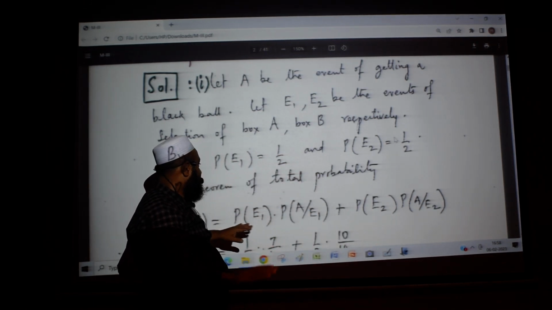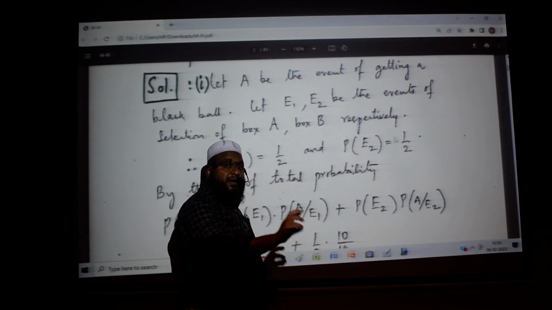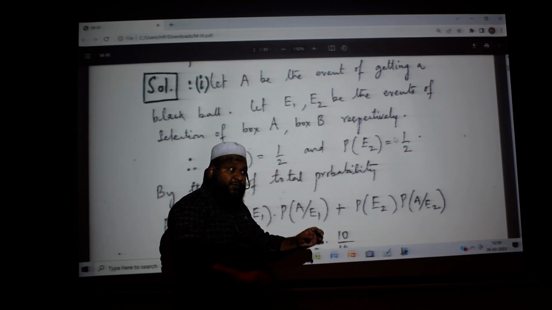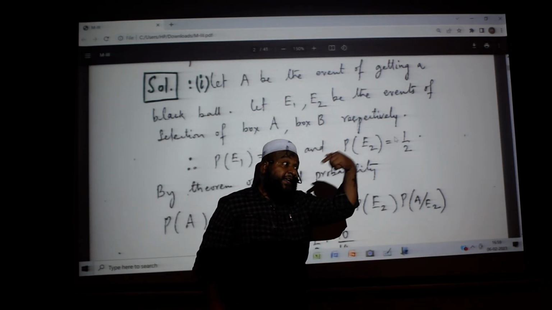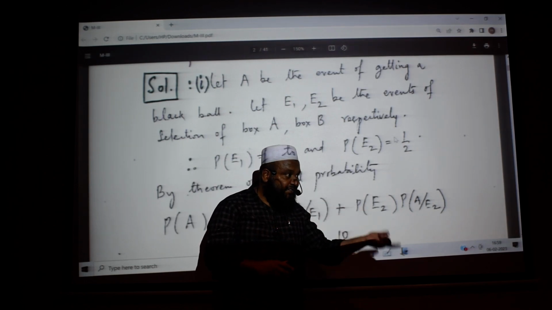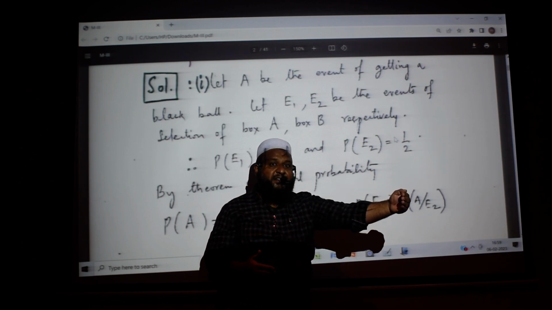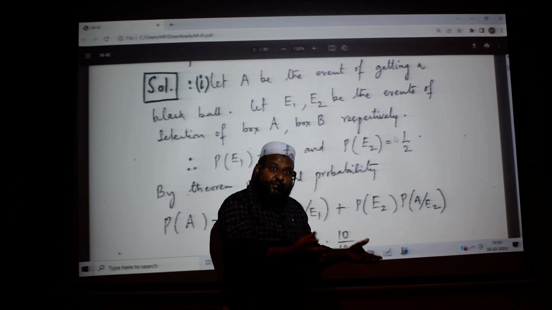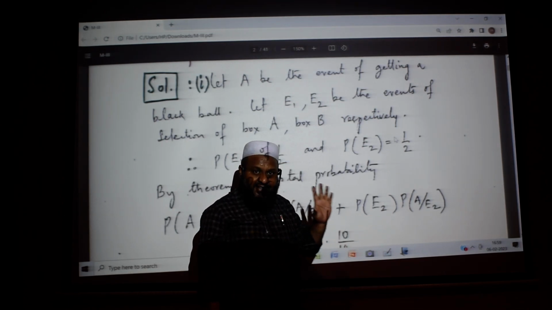That's fine. Now a black ball may come from box A, a black ball may come from box B. So two components are there. E1 takes place and A takes place. This is one possibility. E2 takes place and A takes place. So A is taking place after E1 or E2. These two possibilities are there, so I need to add the probabilities to get the total probability of event A.